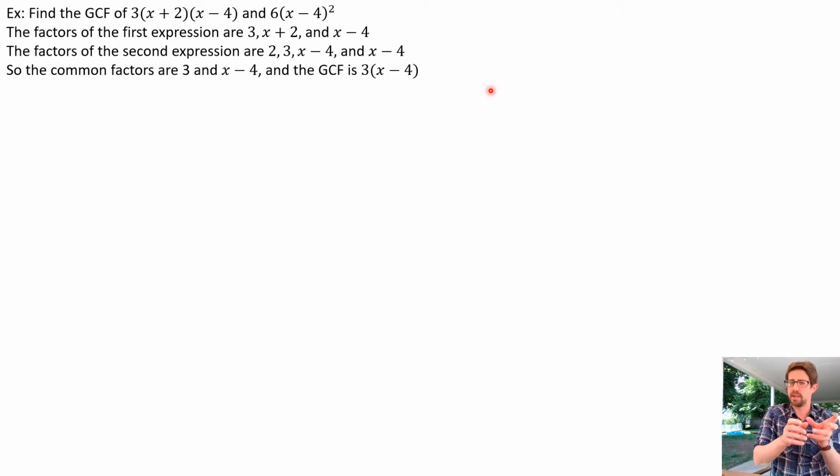So you look at the constant terms and then you look at the x terms. But now we're even doing it with binomials. This one has a factor of x minus 4, so does this.